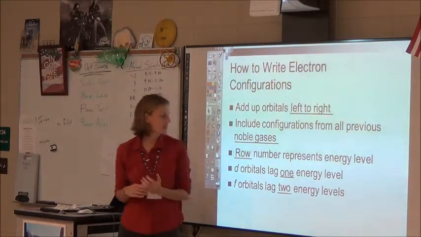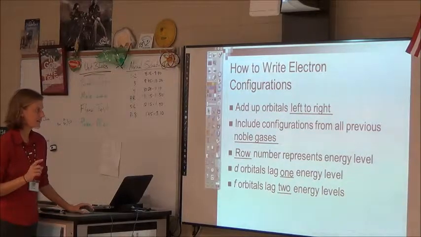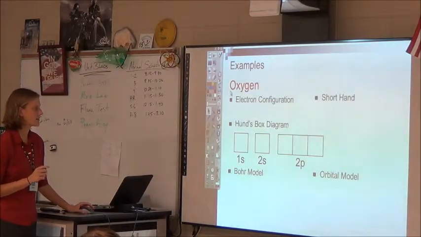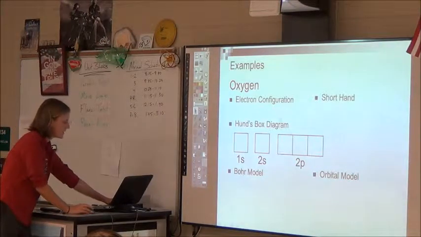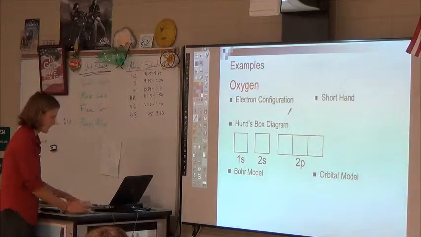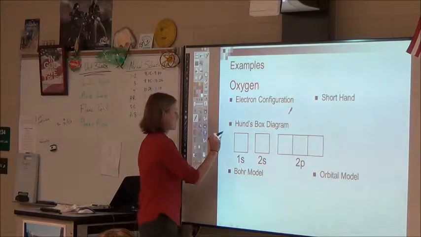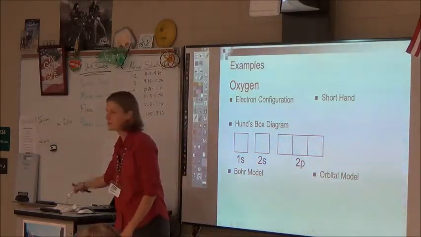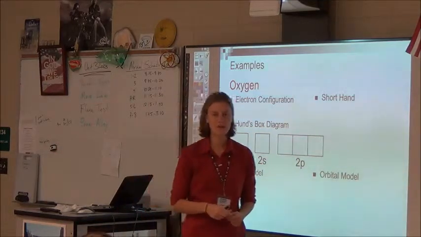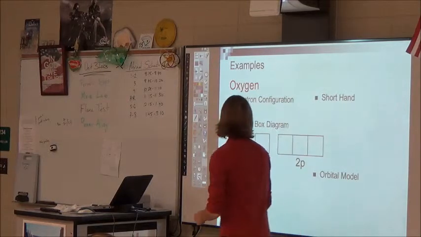Row number represents the energy levels. D lags 1, F lags 2. We'll get the hang of it. So here's example number 1, oxygen. Let's start with what we do know. We do know how to do the Bohr model. Okay, so this is our okay with the energy level idea, but incorrect idea of where electrons go. So I'm just going to do the shortcut Bohr model here.